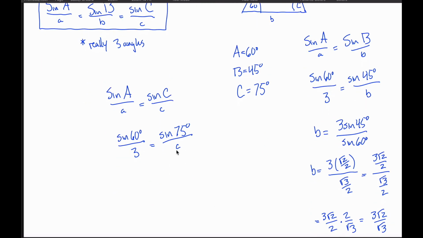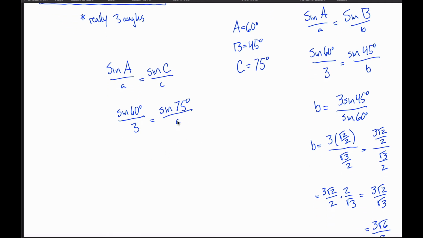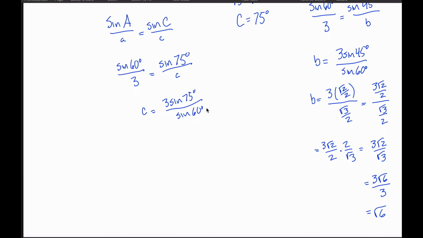To solve for little c, I'm in a situation a lot like I was in over here, where I have a bunch of numbers and one letter. Let's solve for that letter. Get the c all by itself. I'll multiply the c up to the top over here, the 3 up to the top over here, and divide by sine of 60, and I'll get c is equal to 3 times the sine of 75 degrees divided by the sine of 60 degrees. And you're like, wait, there's a problem. I know the sine of 60 degrees, that's root 3 over 2. I don't know the sine of 75 degrees.